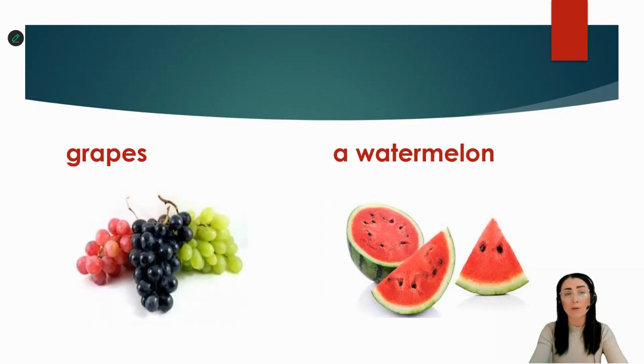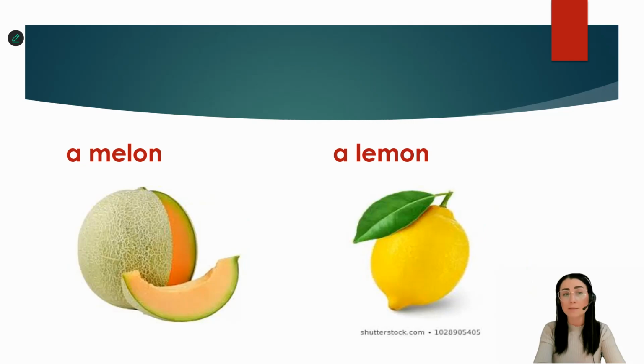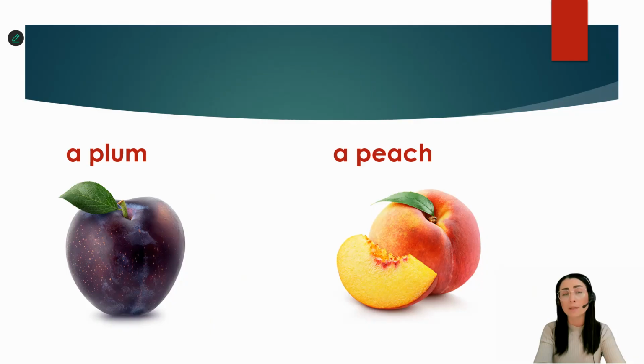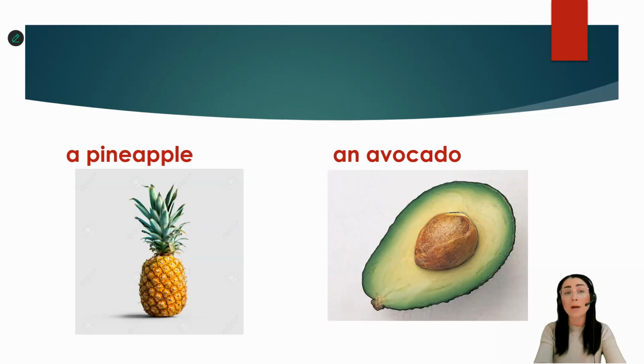Grapes. Grapes. A watermelon. A watermelon. A melon. A melon. A lemon. A lemon. A cherry. A cherry. A pear. A pear. A plum. A plum. A peach. A peach. A pineapple. A pineapple. An avocado.